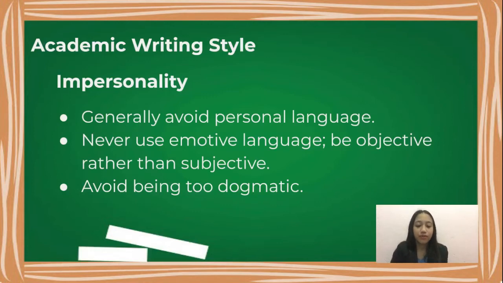The second one is impersonality. Generally avoid personal language. Personal language uses personal pronouns like I, we, us, you. You should avoid using first and second person pronouns in an academic paper because this will sound too personal. Next, never use emotive language. Be objective rather than subjective. Again, we are talking about impersonality. It is more objective when we do not use emotive language.